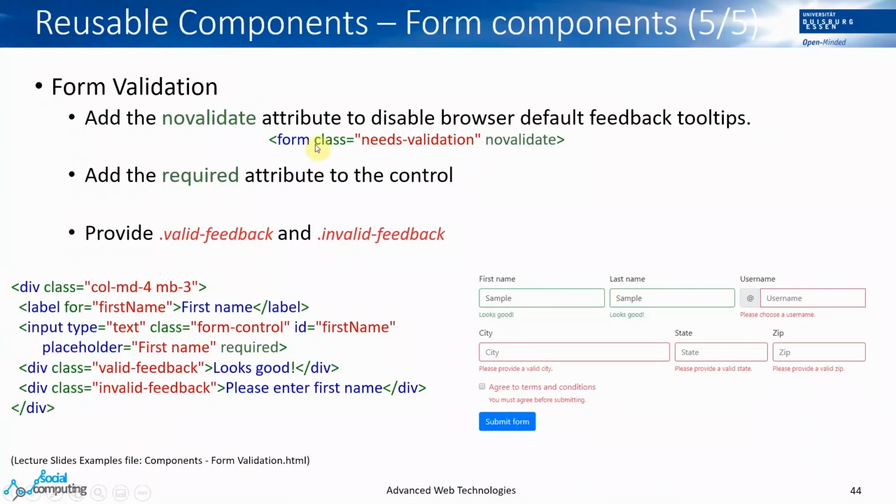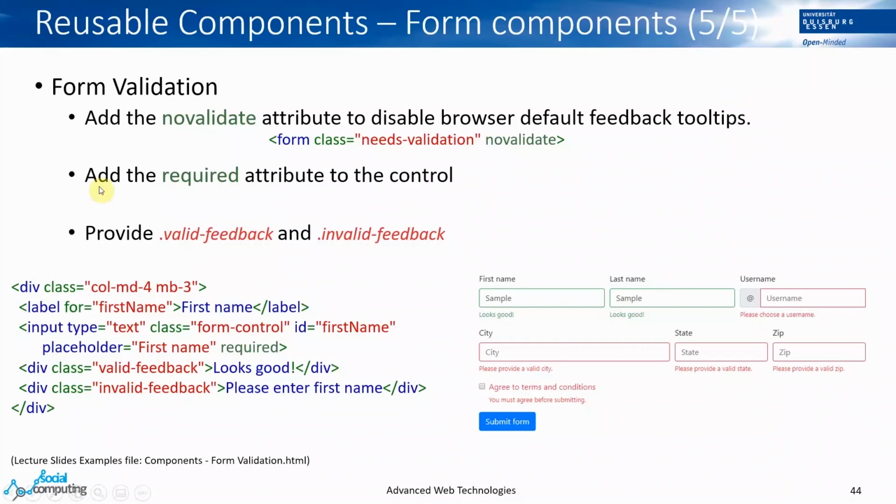So you need to add a class which says needs-validation. This allows the form to have validation, but you also need to add the novalidate attribute, to tell the browser that the default HTML5 validation should not be performed in this form. So these two things are required.